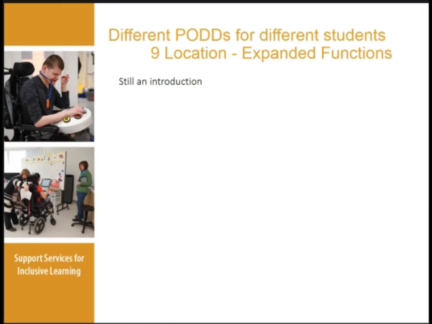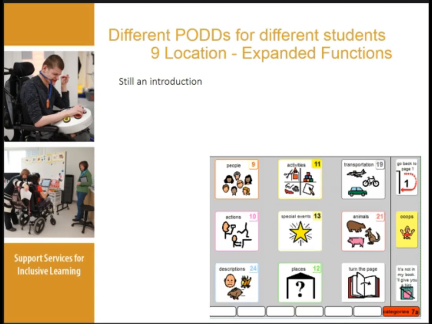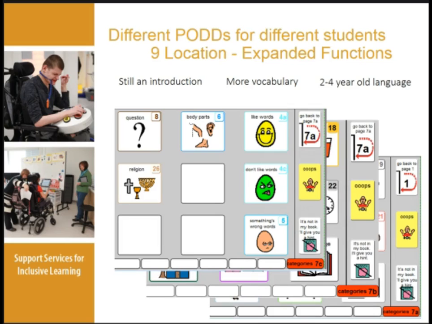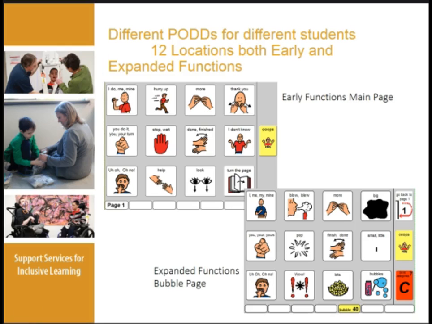The 9-location Expanded Functions book has us continuing to model the intents, but provides more extended vocabulary again so we can be more specific. Here's a quick look at a few pages from the Direct Access books, as they provide more language by presenting more symbols on each page.